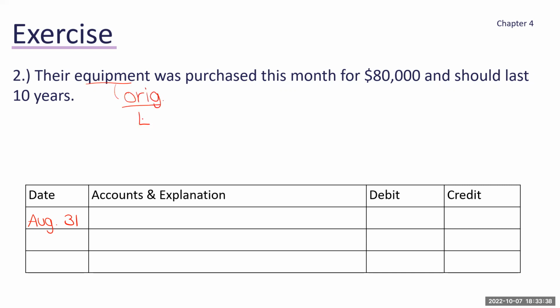If a company buys equipment, they debit the asset, equipment, and let's say we paid with cash. Maybe we bought a brand new computer, so we put it to the equipment account. Looks like we purchased it for $80,000. It probably wasn't a computer then. Maybe it was a Tesla. I don't know, a company vehicle. All right, it's going to last 10 years.